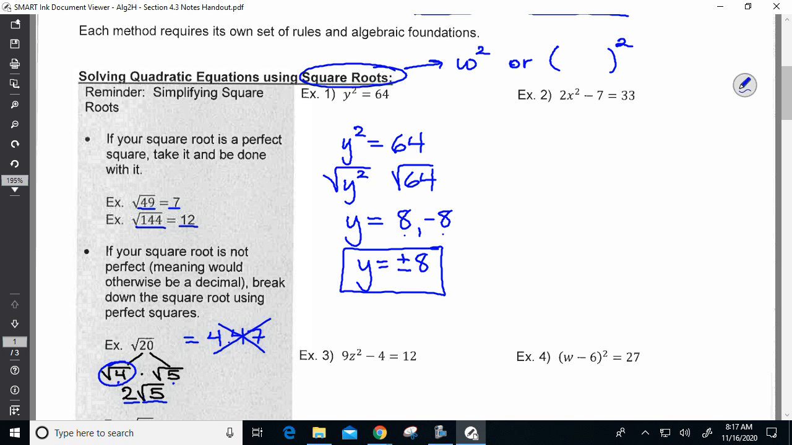Example 2, we add a little bit more to it. 2x squared minus 7 equals 33. So we need x squared completely by itself. So that means 7 has to go. So x squared equals 40. And then the 2 has to go. 2 is being multiplied, so we divide to get rid of it.